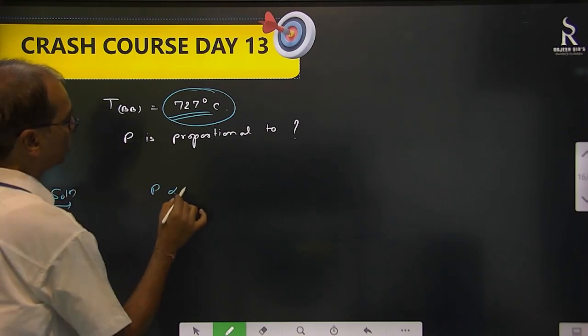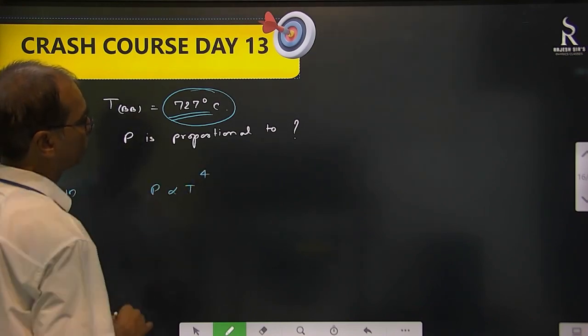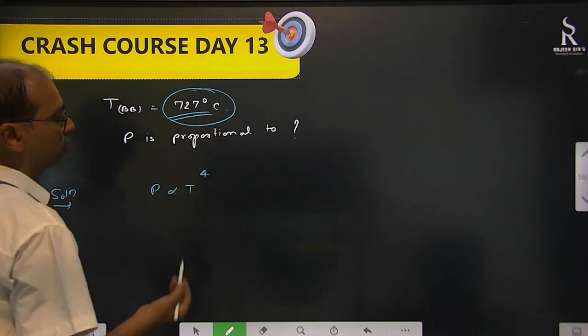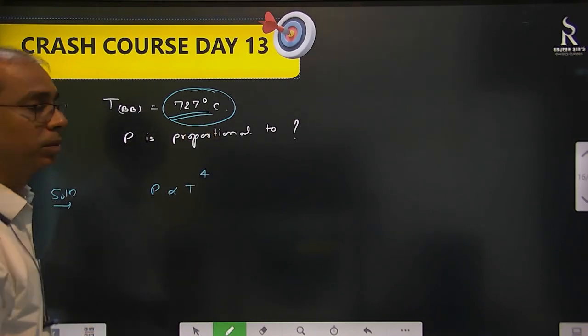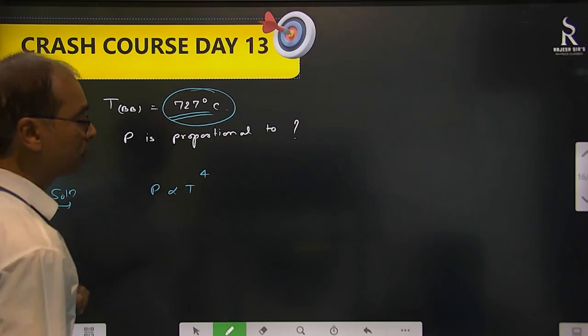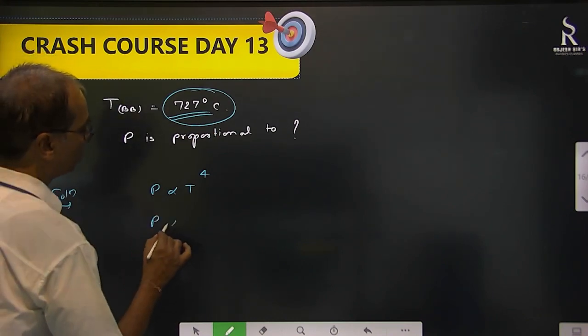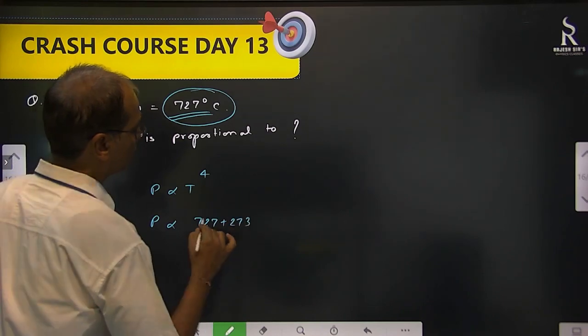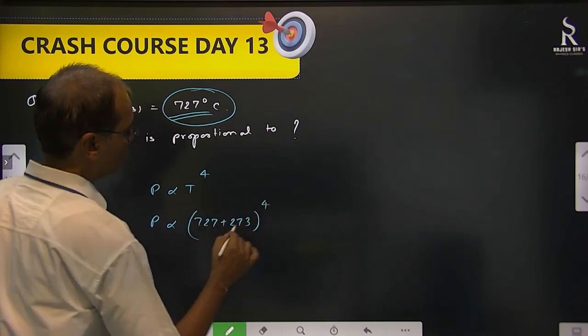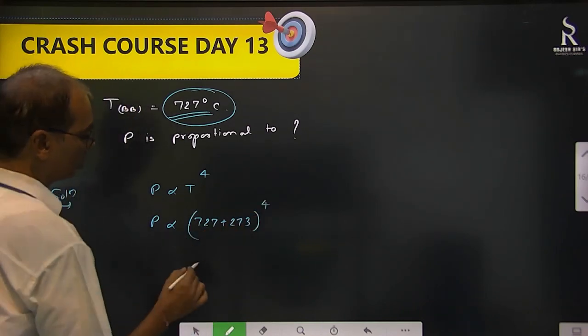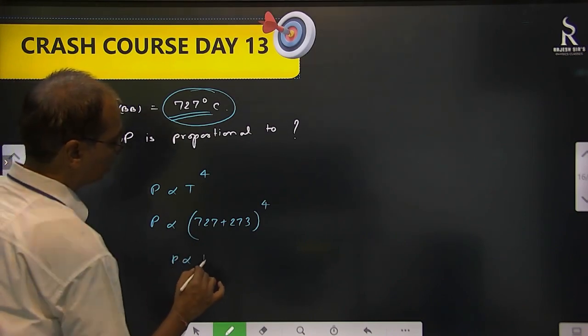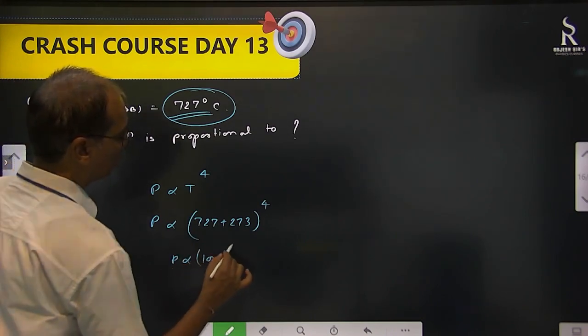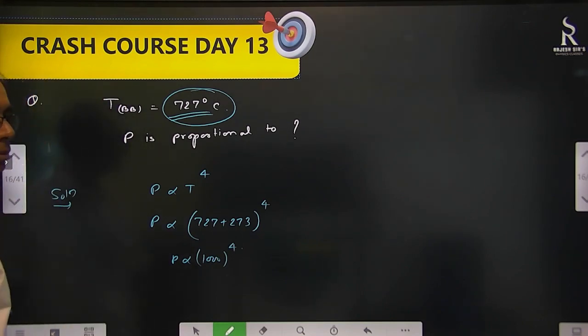Power is proportional to T to the power 4, we know that. Because the question is talking in terms of temperature, we are also talking in terms of temperature. No area, nothing we are writing. So P is proportional to what? 727 plus 273 to the power 4. That's all. So how much is this? 1000. P is proportional to 1000 to the power 4. Okay, that's all.